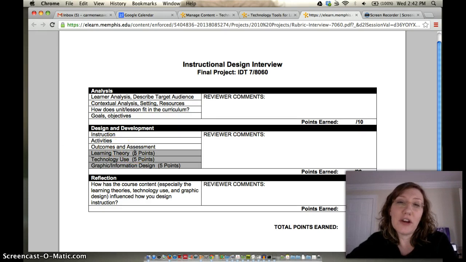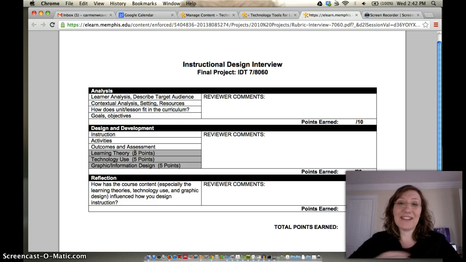The learning theory part, we talked about that early on in the class. So which learning theory is this most closely related to? And then what kind of technology are you going to use and why? Why did you choose the types of technology? So are you going to use PowerPoint? Are you going to use videos? How are you going to deliver your instruction?